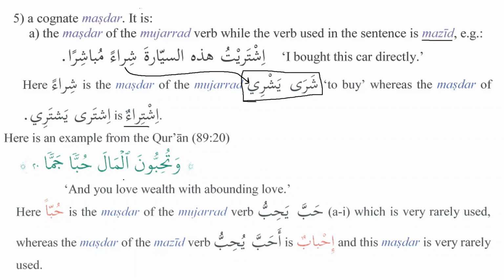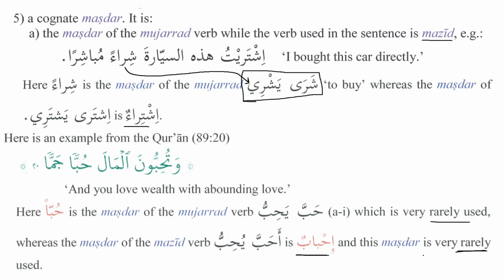And then we have this example from the Quran, wa tuhibbun al-mala hubban jamma, and you love wealth with abounding love. So hubban, as we know, is the masdar of habba yahibbu, which is very rarely used. As we can see here, the verb habba yahibbu is very rarely used, whereas the masdar of mazid will be ahabba yuhibbu ihbabun. So what's the masdar of mazid fi? Ihbabun. And this masdar is very rarely used. Ihbabun is very rarely used, but hub is used a lot, which is used for love of something, right?